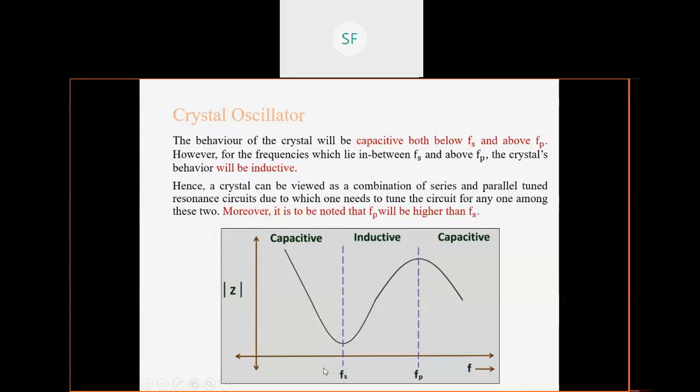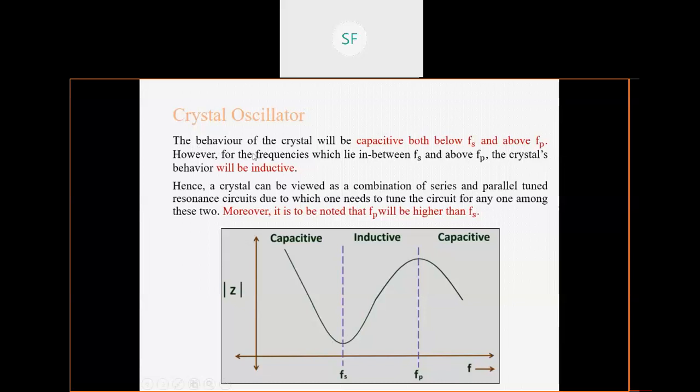When your frequency is less than Fs, your crystal will act as capacitive. When it is in between Fs and Fp, the nature of your crystal will be inductive. And again, when the frequency is greater than the parallel resonant frequency, it will be capacitive. So you should remember this nature, and you also need to draw this graph. If a question is asked regarding the working of a crystal oscillator, then you need to explain this graph also.